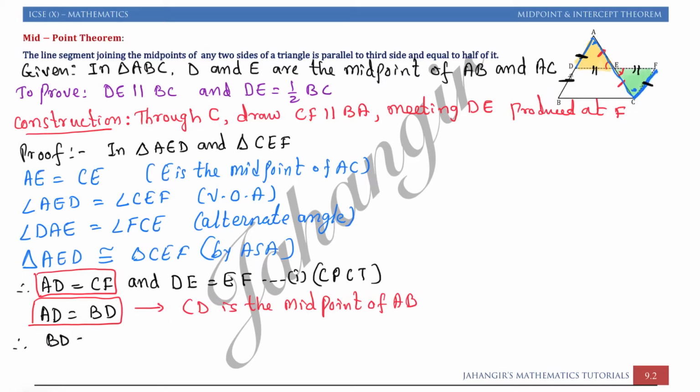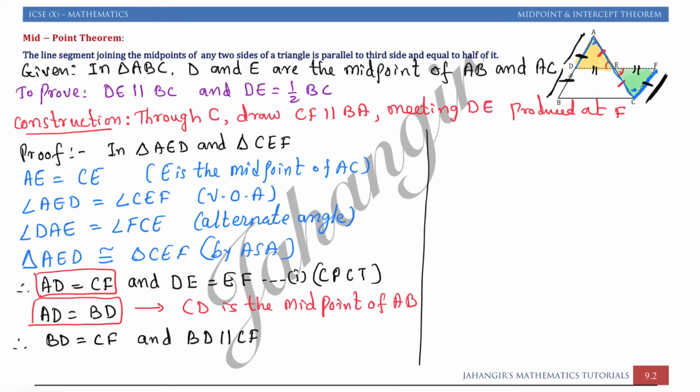Therefore BD is equal to CF, and even we can say, see, if this AD is parallel to CF by construction, so we can say BD is also parallel to CF. BD is parallel to CF. It is by construction.